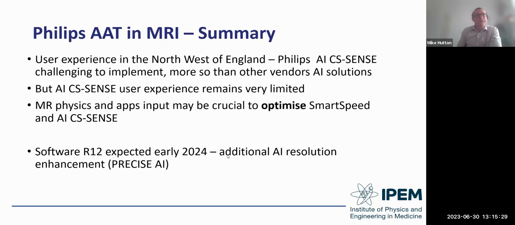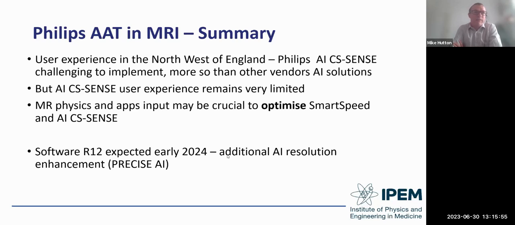Okay, just to summarize, another point to make is our experience in the northwest of England, so the work we've done, again, across multiple vendor systems, is that AI CS Sense is actually quite challenging to implement, and that's more so than the AI solution from other vendors. But to caveat that, experience is still quite limited, so I think we're all just learning how best to make use of it, and I think we will get there eventually.